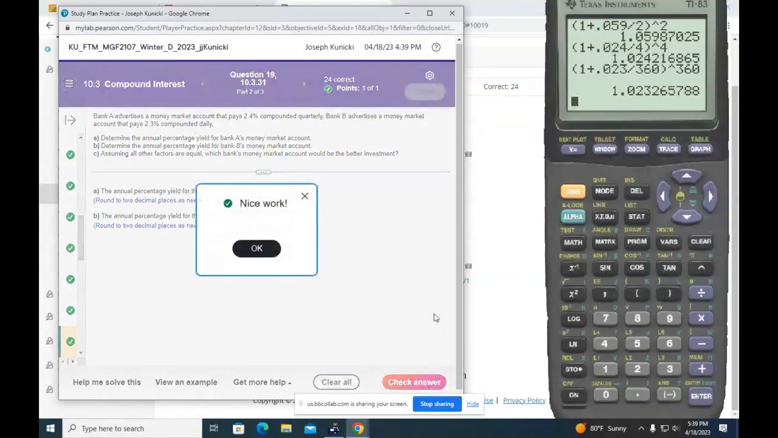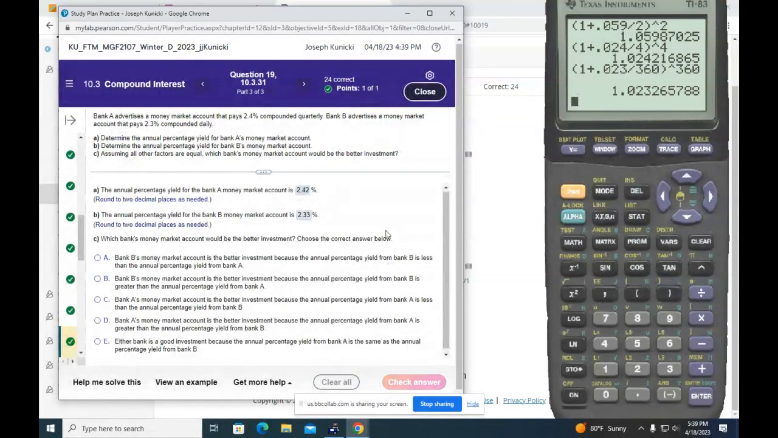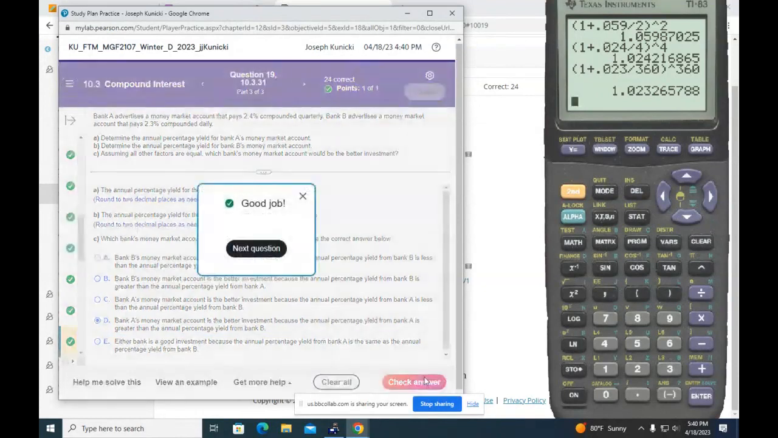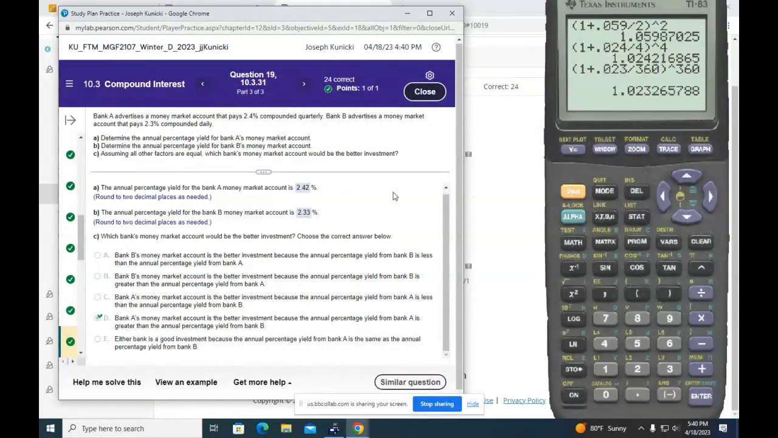All right, so obviously Bank A is better. You have a higher APY. So Bank A is better because it's greater annual percentage. So D. You can eliminate A and B, the first two answers, because it says B is better. Obviously the 2.42% is the higher APY. See, what they're trying to get at here is, does it make a difference for the schedule? Does compounding daily overcome a smaller rate? And the answer is no. Okay, so that was 31.